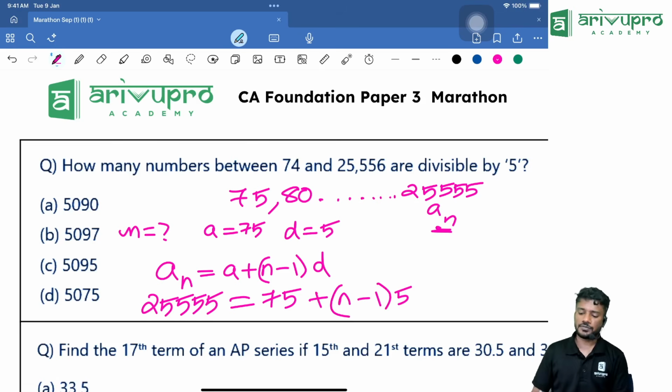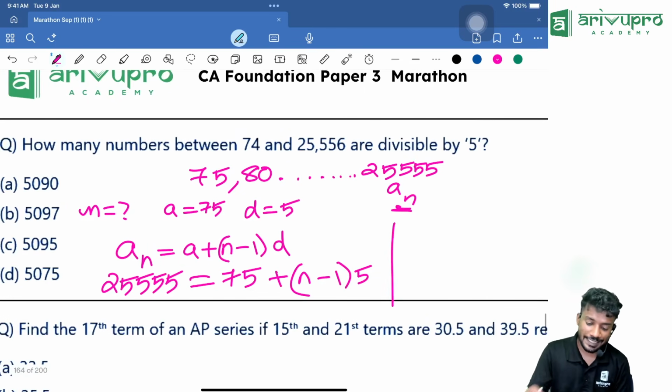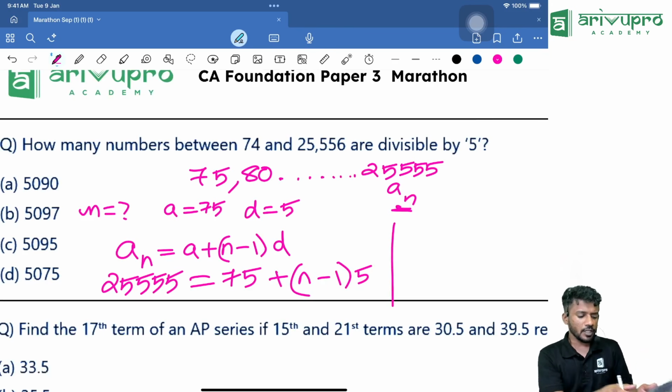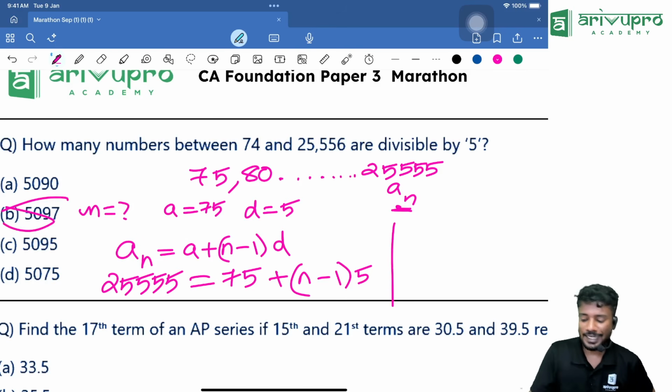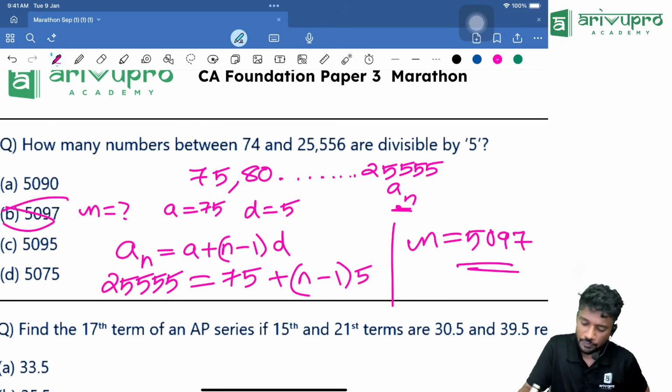Get me the answer. Just use the calculator. Option D? B. Okay, we will check. So that means 75 will go to the other side. Take the calculator: 25,555 minus 75, then divide by 5, then plus 1. How much is the answer? 5097. N is equal to 5097.